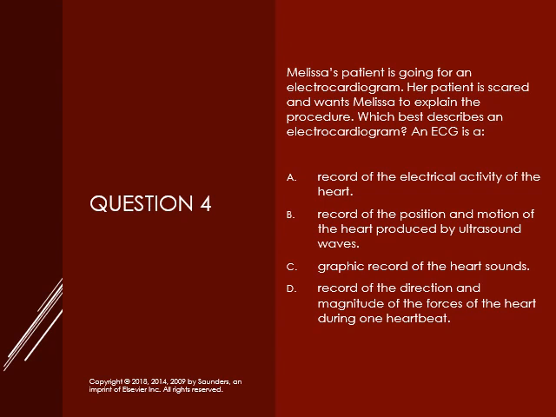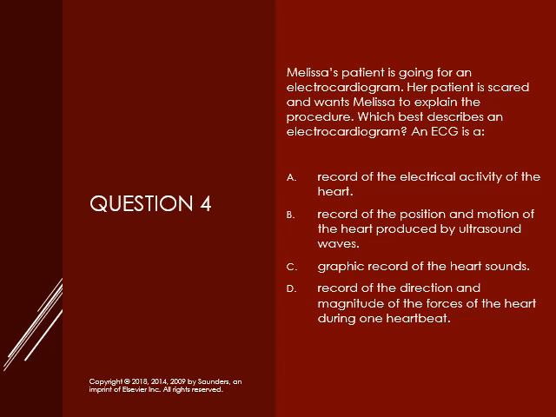All right, so question number 4 of section 2. You have a patient who's undergoing an electrocardiogram. Your patient wants you to explain this procedure. What is the best way you can describe an electrocardiogram, also referred to as an ECG? Is it A, an ECG is a record of the electrical activity of the heart? B, an ECG is a record of the position and motion of the heart produced by ultrasound waves? Or is it C, a graphic record of the heart sounds?